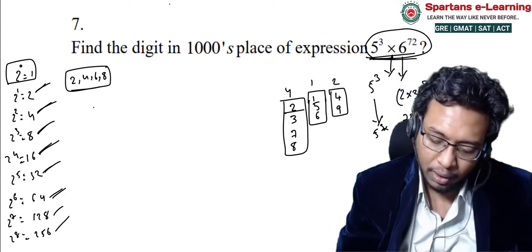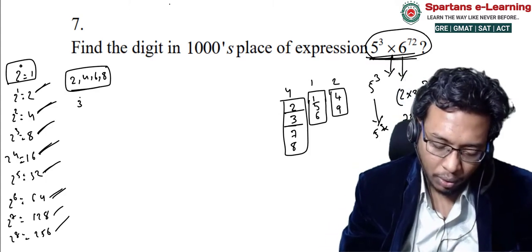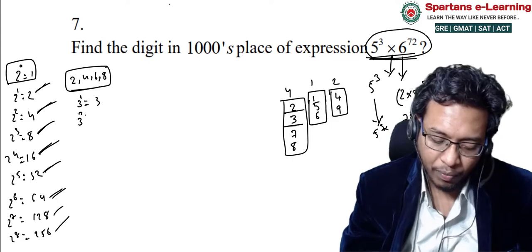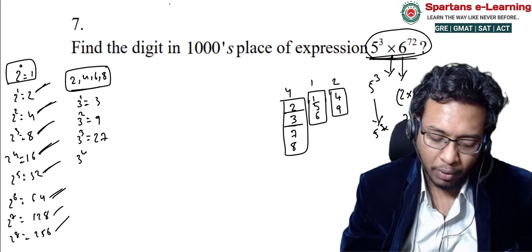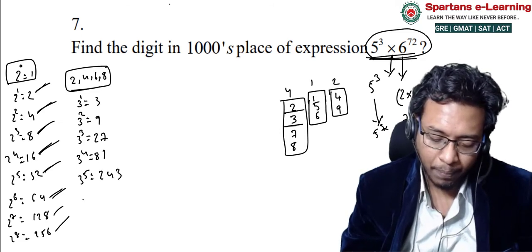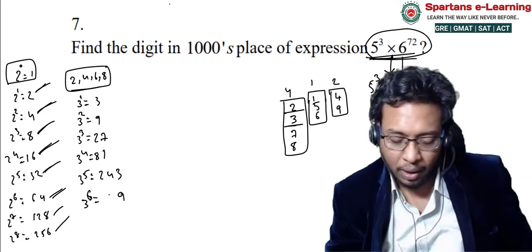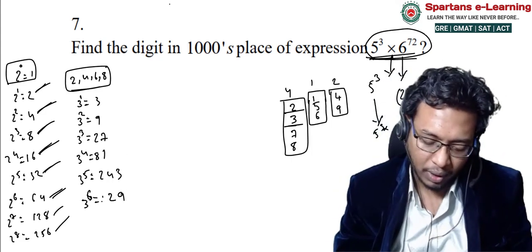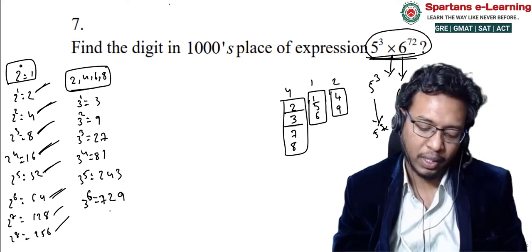Now I will take 3. You know 3 power 1 is 3, 3 square is 9, 3 cube is 27, 3 power 4 is 81, 3 power 5 is 243, 3 power 6 is 729, right?